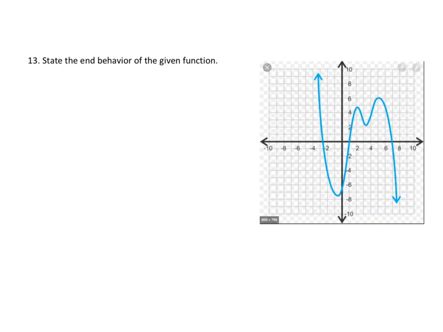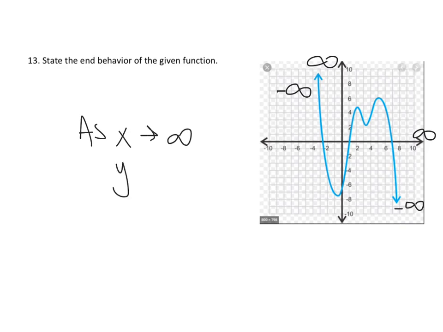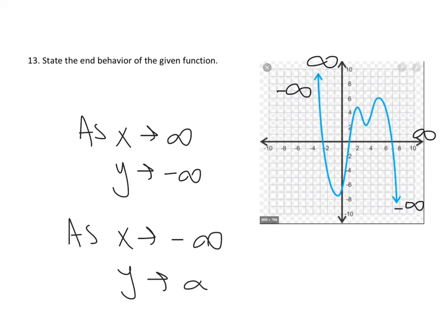This question says state the end behavior of the given function. So I'm going to look at my graph. As I go to the right, it goes down, so that's negative infinity. As I go to the left, which is negative infinity, it goes up. So I'm going to write as x goes to infinity, which means the right, y goes down. And as x goes to negative infinity, which means the left, y goes up, which is positive infinity.